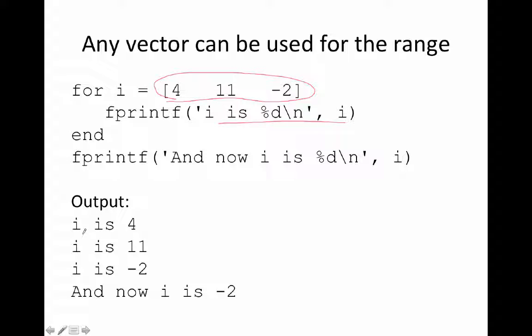So when I has the first value 4, we're printing "I is 4". When I has the second value in the vector 11, we're printing "I is 11". When I has the third value in the vector, -2, we're printing "I is -2". And then when we get out of the loop, after we've gone through the 3 values in the vector, I is still going to be -2. So I is going to retain the last value in the vector.